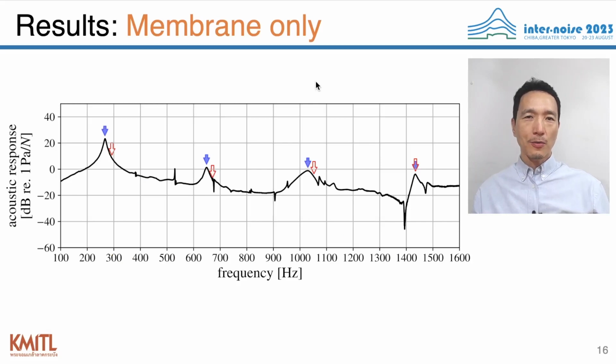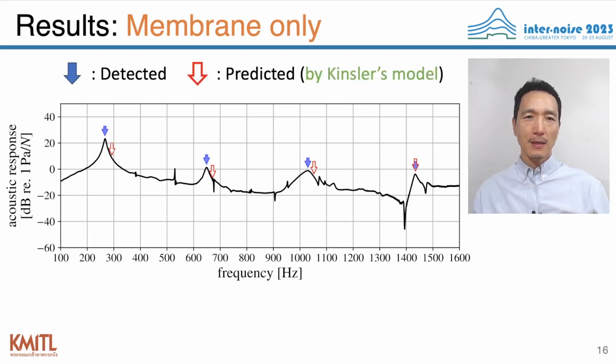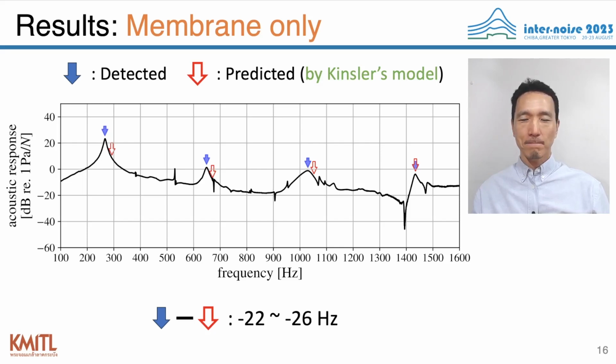So here is the acoustic response for the membrane-only case. There are 4 prominent resonance peaks as indicated by the blue downward arrows. Next to those, you can also see the red arrows indicating those predicted by the classic model, which you can find in Kinsler's textbook. These are the resonance peaks corresponding to the zero-n modes without the straight nodal lines through the membrane center. The difference between the prediction and the measurement in terms of the resonance frequency in hertz is also indicated on the bottom of the slide.